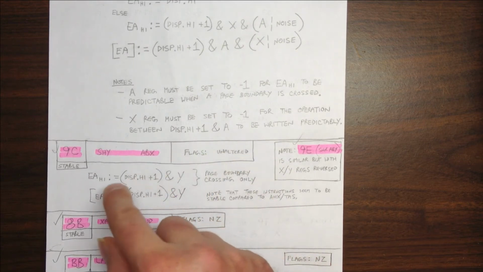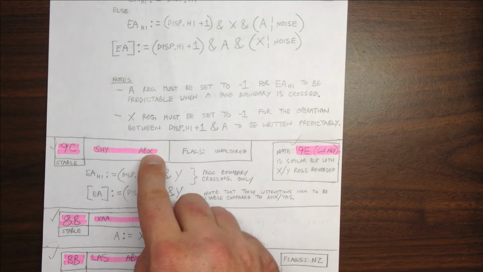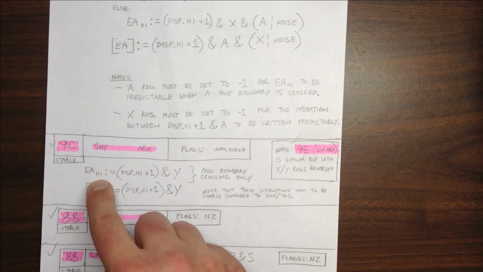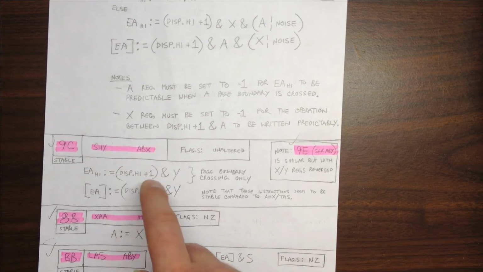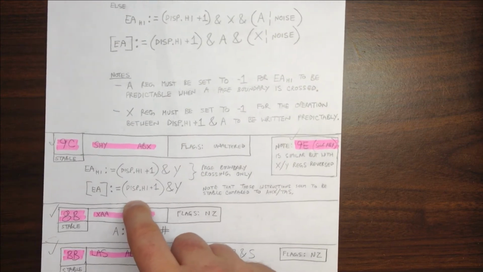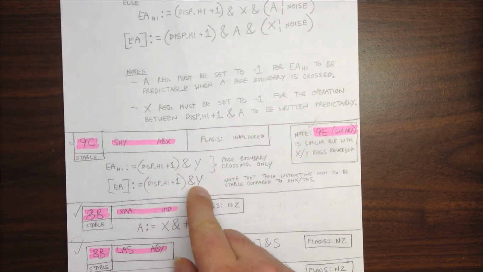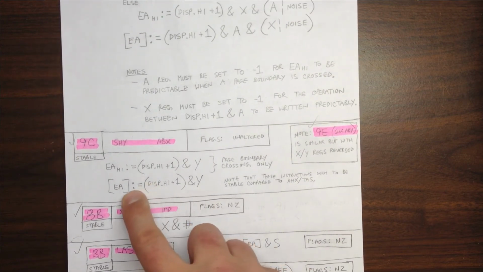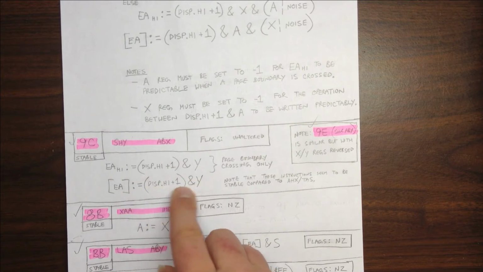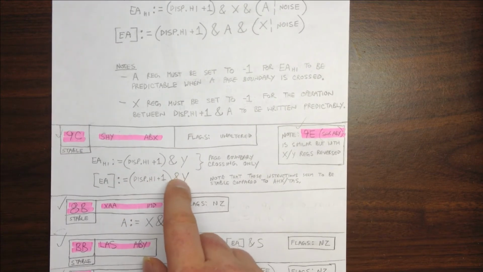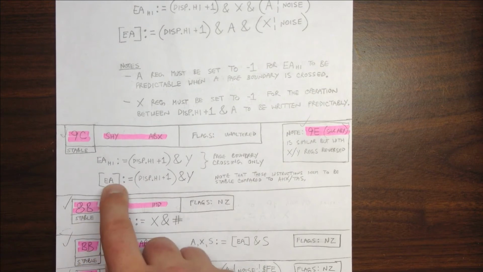However, without a page boundary crossing, EA high is, as usual, just the high byte of the address, and you can see that it's just basically writing out this value to the memory location.